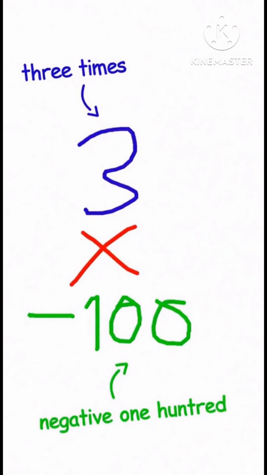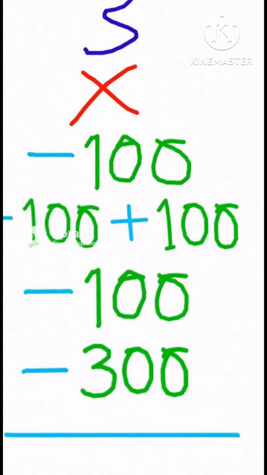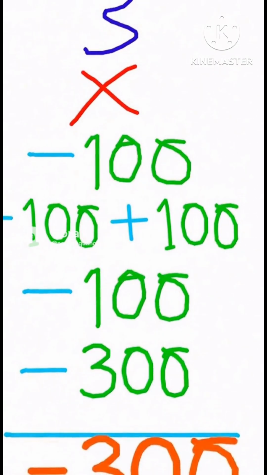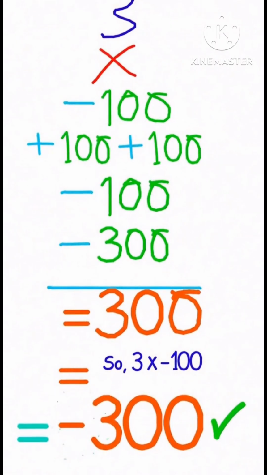3 times negative 100. What does that really mean? It means we add negative 100 3 times. Negative 100 plus another, stack them up.